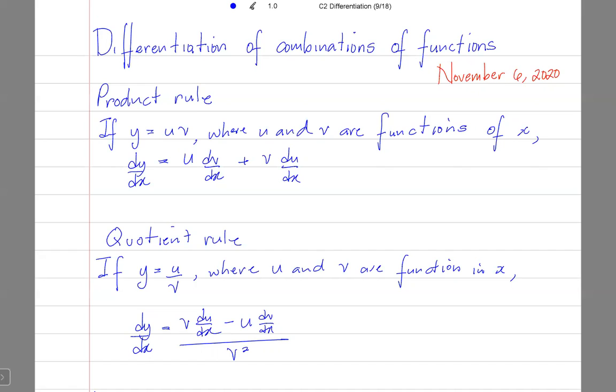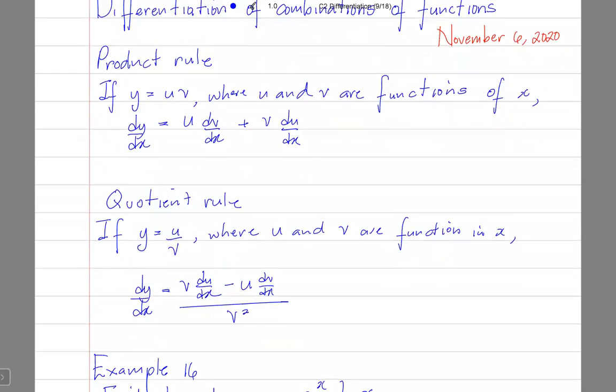Quotient rule, this says if y is equal to u over v, where u and v are functions in x, dy by dx would be equal to v multiplied by du by dx minus u multiplied by dv by dx all over v squared. So let's go straight to the application.